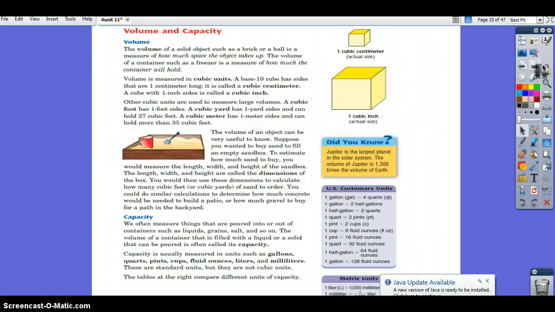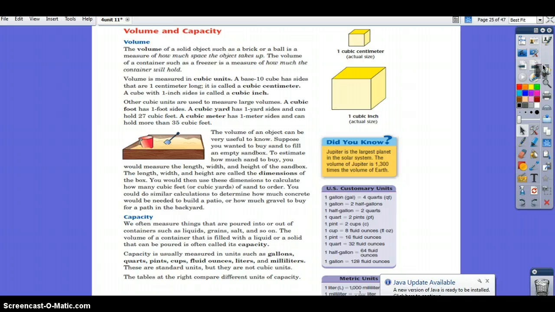Capacity is usually measured in units such as gallons, quarts, pints, cups, fluid ounces, liters, and milliliters. These are standard units, but they are not cubic units. The tables at the right compare the different units of capacity.